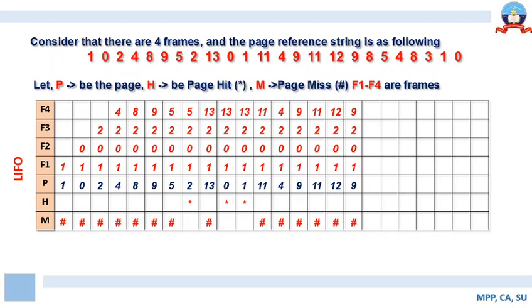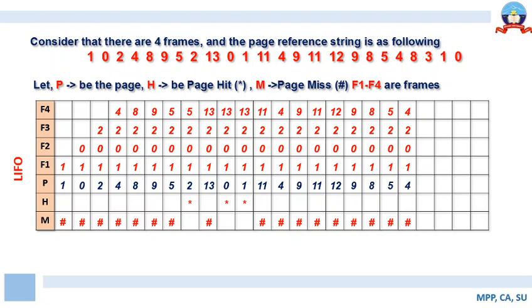Then I have a page reference to page number 8, so since page number 8 is not available in the memory, I'll replace the element that is there at the top of the stack by 8, so I'll replace 9 by 8. After 8 I have a reference to page number 5, so page number 5 is not available in the memory, so I'll replace 8 with page number 5. Then I have a page reference to page number 4, so page number 4 is not available in the memory. I'll replace the element that is there at the top of the stack, that is page number 5, with page number 4.